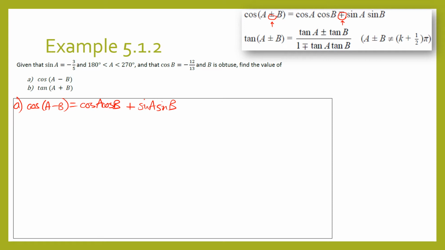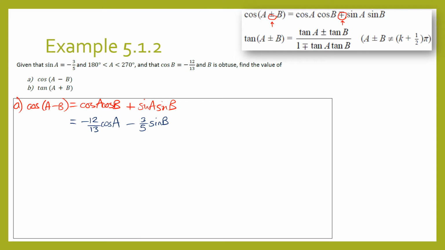Next, we've been given sine A and we've been given cos B. So let's put those in. We know cos B is minus 12 over 13. I'm going to write that in front because it looks neater. So cos B is minus 12 over 13, and that is multiplied by cos A, which we don't know at the moment, plus, and then sine A, which is negative. So I'm going to turn this into a takeaway, 3/5 multiplied by sine B.